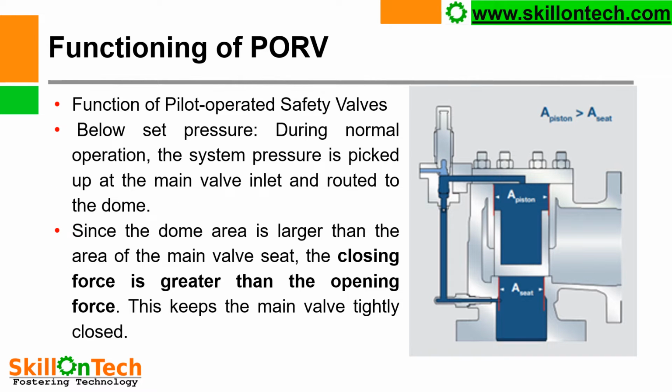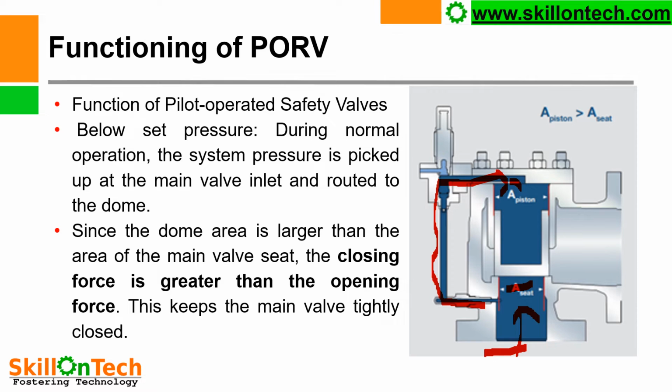So let us understand how a pilot operated safety valve functions. Below set pressure, during normal operation, the system pressure is picked up at the main valve inlet here and routed to the dome from here to the pilot valve. Since the dome area is larger than the area of the main valve seat, this is the dome area, which is larger than the main valve seat here.